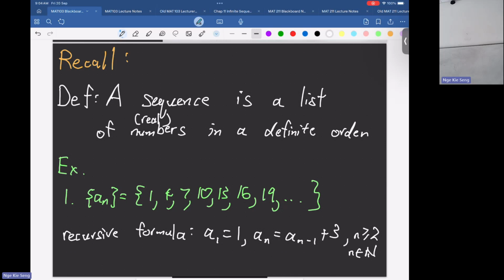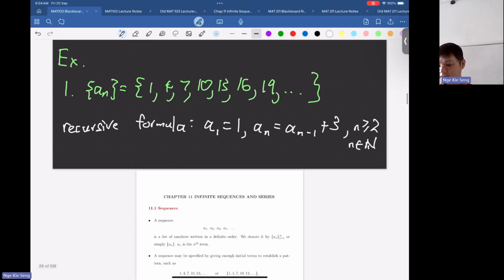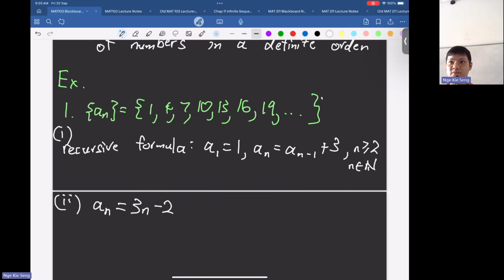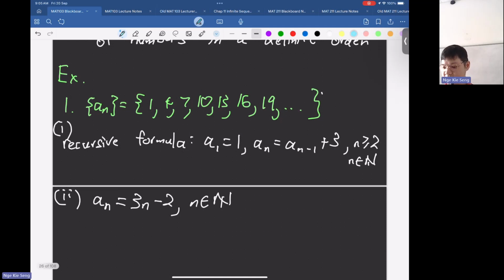This is not how my brain works. How my brain works is this way. I recognize that all these numbers follow a pattern, a shape, if I want to put it another way. What shape is it? I can look at the formula a_n = 3n - 2 for all n in the natural numbers. Is it true? Let's do some sanity check here.